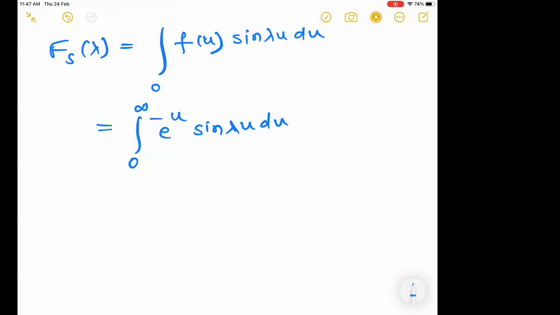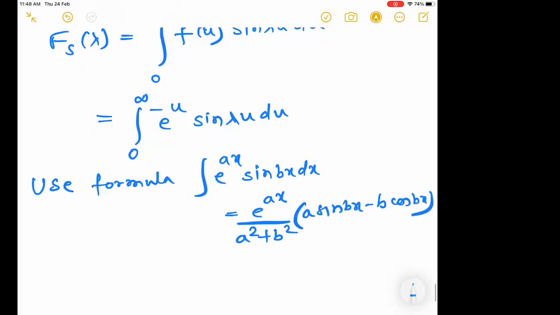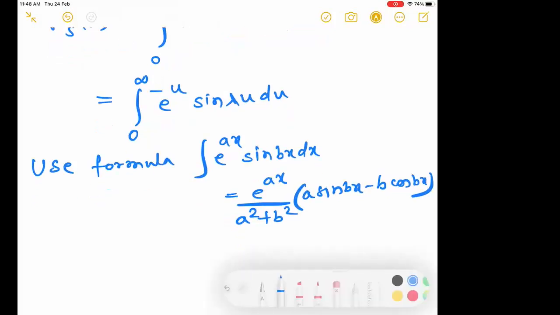This is a sine term, so use the formula. Which formula? Use the formula for e raised to ax sin bx, whose answer is e raised to ax upon a square plus b square into a sin bx minus b cos bx. So in this case, you have to identify what is a and what is b.